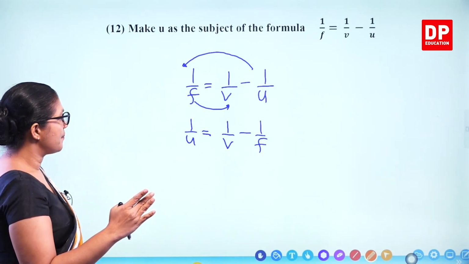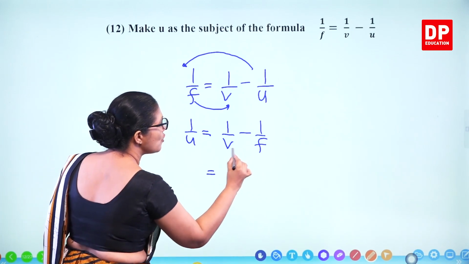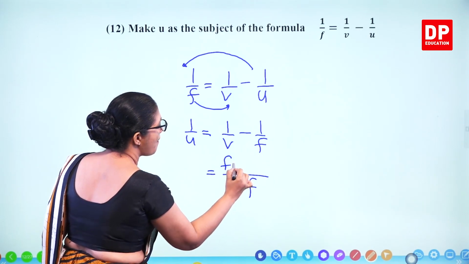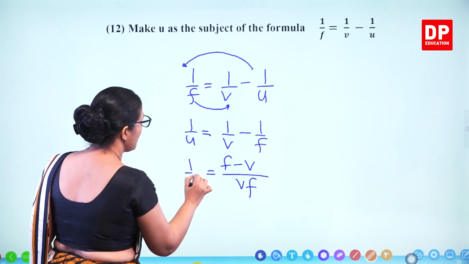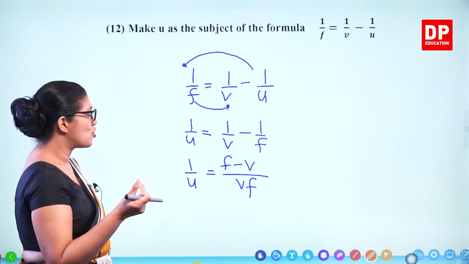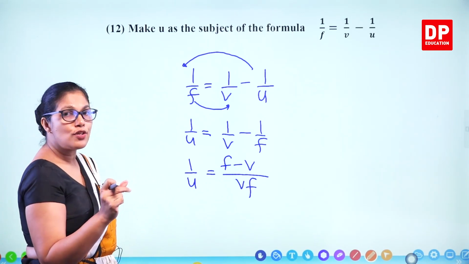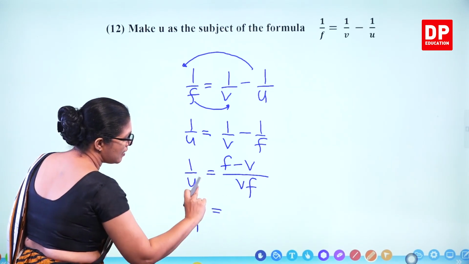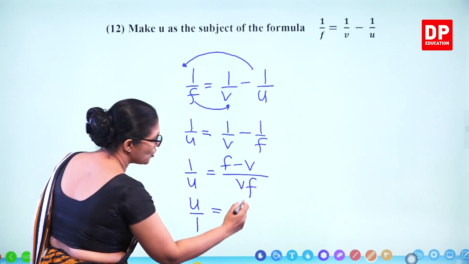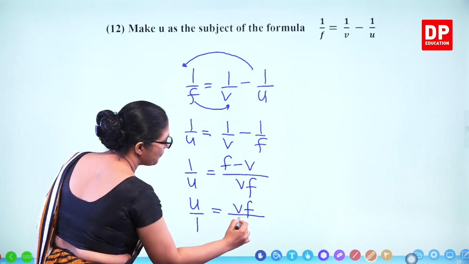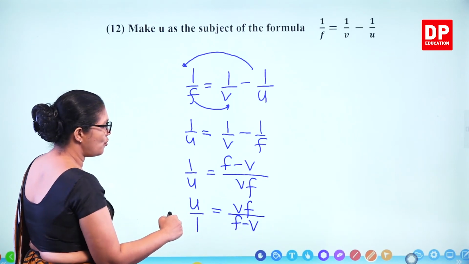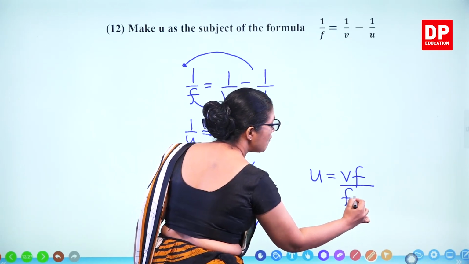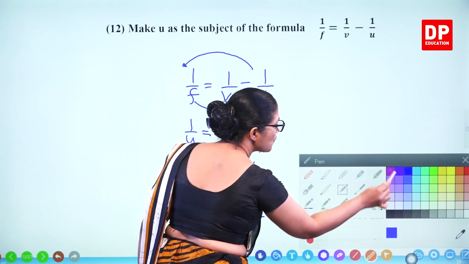Switching the two terms. Now we can find the common denominator vf and find out the fraction f minus v. Now you need u. So you can switch the numerator and the denominator. So what happens here? u over 1. Taking the reciprocal, here also you need to switch: vf over f minus v. So u equals vf over f minus v. So 2 marks for that.